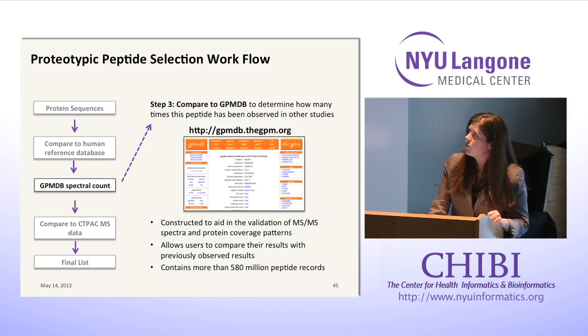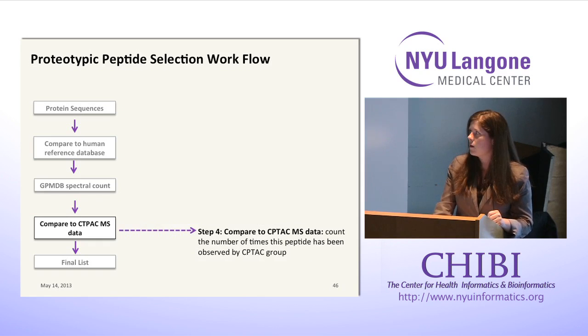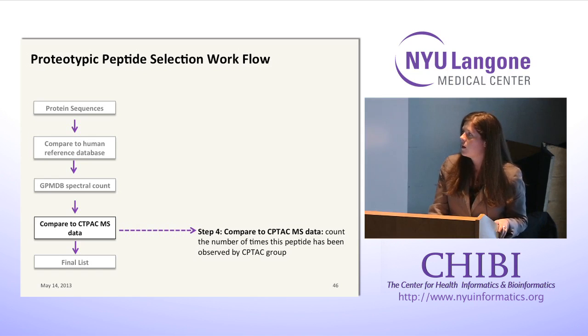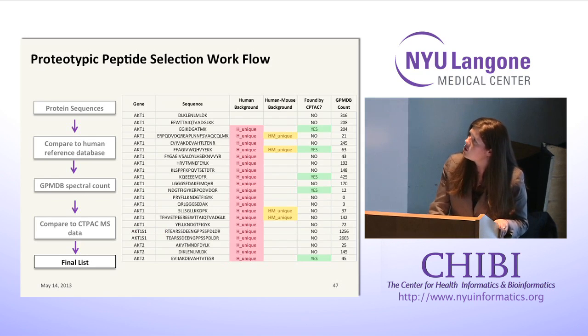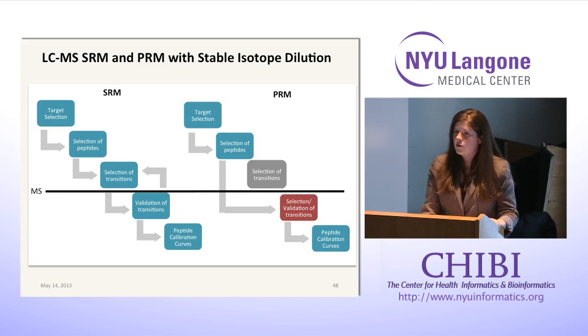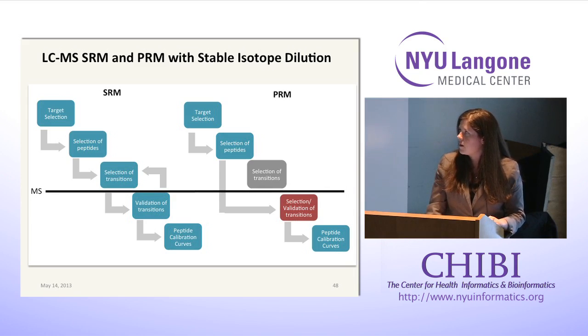So we then find out how many times the peptide's been observed. And we also compare it to the CPTAC mass spec data. So this is the consortium we're working with, just because they're working with other tumor tissues, and we want to see if they've seen a similar thing. And this gives us our final list, which is genes, sequence, whether or not it's proteotypic in different backgrounds, and how many times it's been found in GPMDB. So after this step, they're able to run the mass spec and get the transitions, at which point we can select and validate these transitions for quantitation.